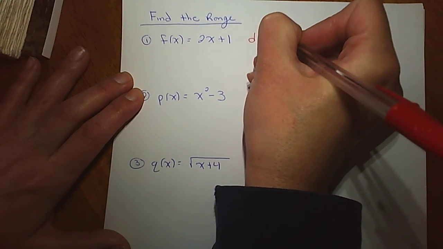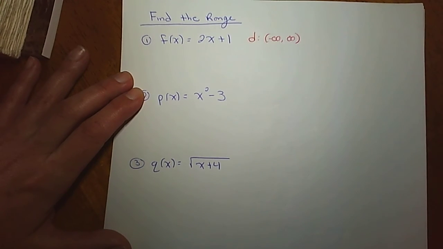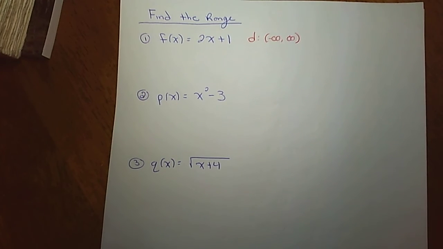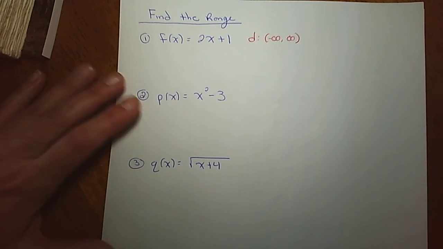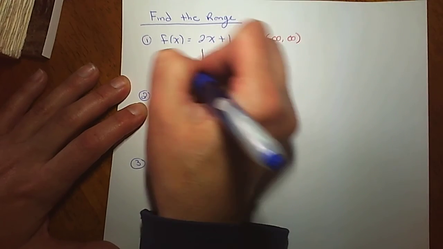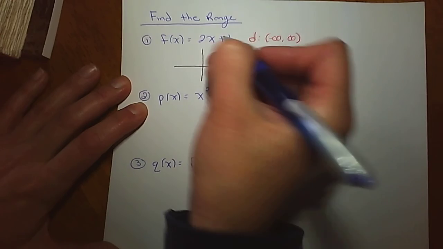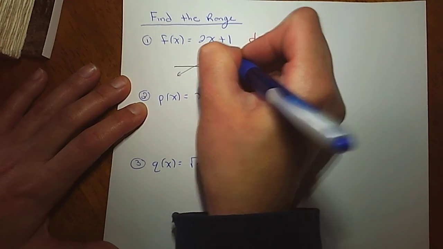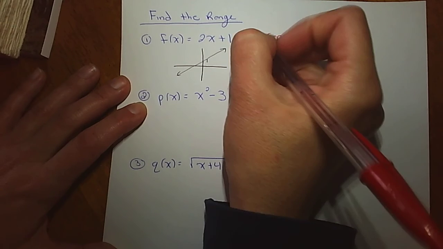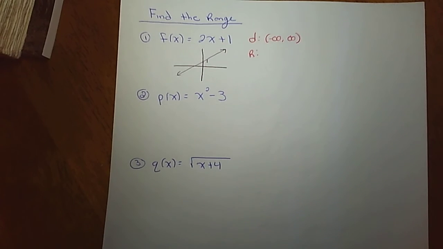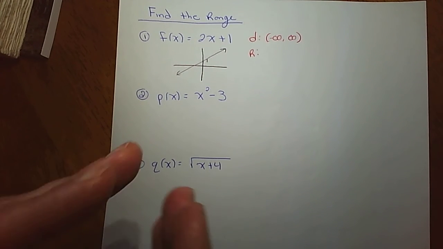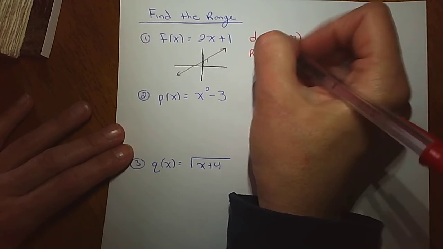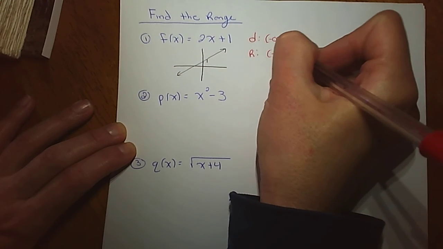I'm hoping you're thinking the domain is all real numbers because it's a line, right? It's not a fraction or a radical. Now, the fact that it's a line, what would it look like if we graphed it? If I graph this, it's going to hit at 1 and be diagonal, right? Range is how low to how high. Well, this goes down forever and it goes up forever, so the range is all real numbers.